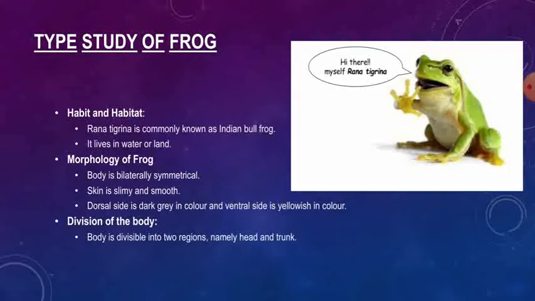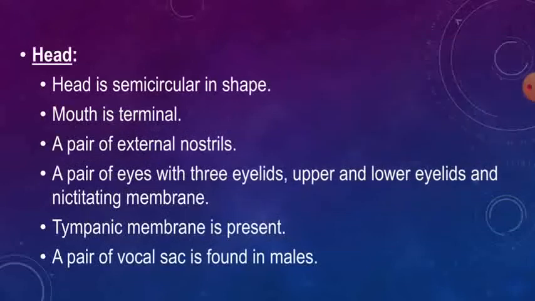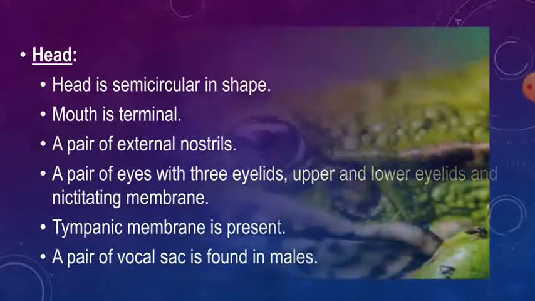Next is division of the body. The body is divisible into two regions, namely head and trunk region. The head is semicircular in shape. The blunt snout is present at the anterior end of the body. The mouth is located at the terminal end of the head, you can see in this image.